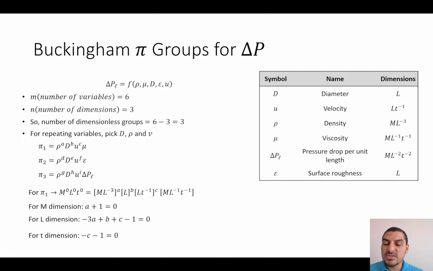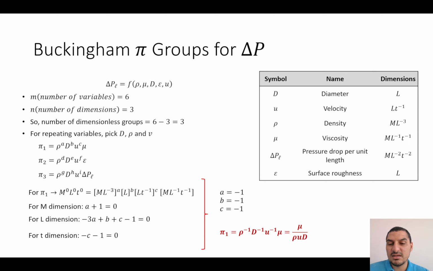So we will have 3 equations and 3 unknowns. And simply by solving these equations, you know that a is minus 1, c is minus 1, and by substituting here, you will find that b is also minus 1. And by substituting these 3 numbers in the first pi group, you will see that it is mu over rho u d. So it's simple algebra.